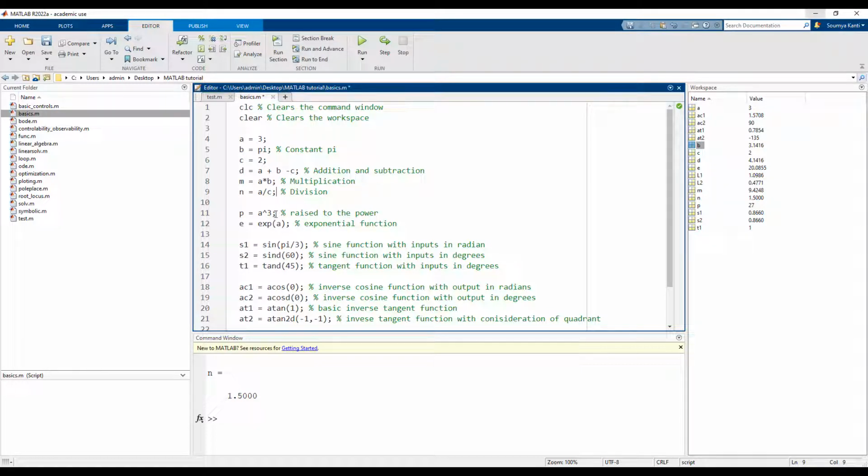If you want to raise to the power, you will directly use this symbol and then the power, the number you want. So it is 3 to the power 3, so it is 27. If you want the exponent function, so e to the power something, you need to use exp and then in bracket then a.